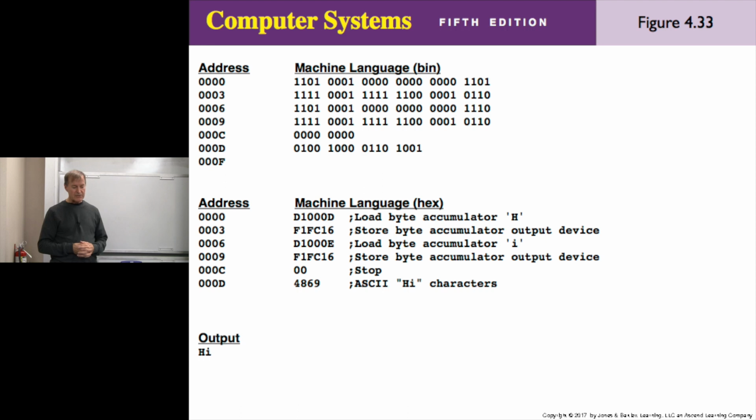D1000E. So what does that do? That's another load byte accumulator. Does everybody understand how to decode the D1 with the opcode? We went through all of these skills for decoding and looking up the tables. So D1000E load byte accumulator, and then the next one is F1 FC16 again, and what is that? Store byte accumulator to the output device. And then after that instruction executes, we need to have the program stop. So that's the 00 instruction. Now is everybody clear on that?